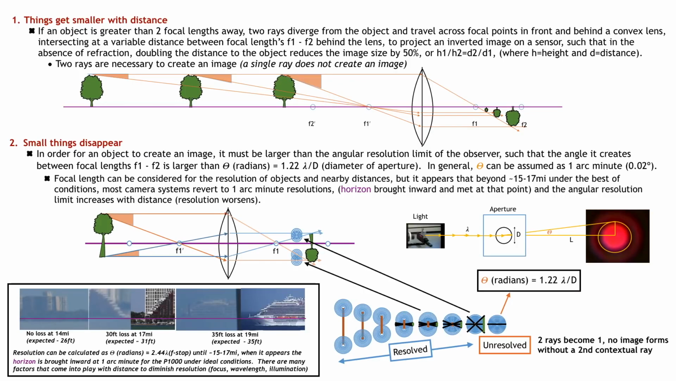And what we observed within his footage was that there was no loss at 14 miles. The expected loss was 26 feet. There was 30 feet of loss at 17 miles. We expected 31. And then there was 35 feet lost at 19 miles, and we expected 35. So the no loss in the earlier footage, again, was due to the awesome conditions under which he was filming it. So again, subscribe to his channel. He has great footage, and I believe this one was taken in early January of 2019.